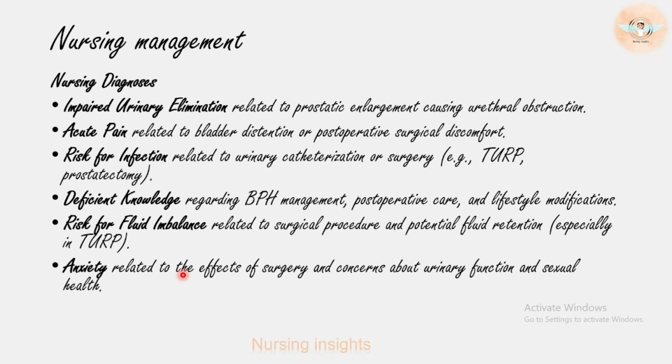We know this kind of patient may require urinary catheterization or surgery like TURP or prostatectomy. So there will definitely be a risk for infection. And also, we know UTI, urinary tract infection, is common. So there will be risk for infection. The next diagnosis will be deficient knowledge regarding BPH management, post-operative care, and lifestyle modification.